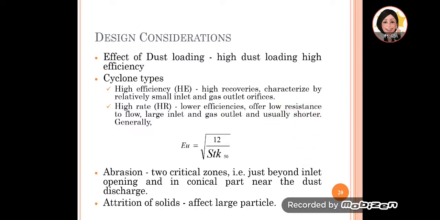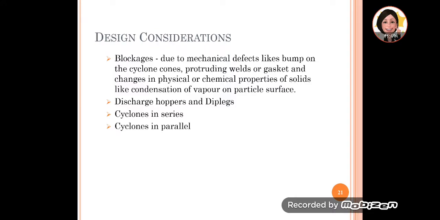Other design considerations are blockages. Blockages can happen due to mechanical defects like bumps on the cyclones or protruding welds and gaskets. So if there's an uneven or rough surface, or even physical or chemical changes in the solids like condensation of vapor, it can build up on the surface and cause blockages. That will affect the efficiency of a cyclone.